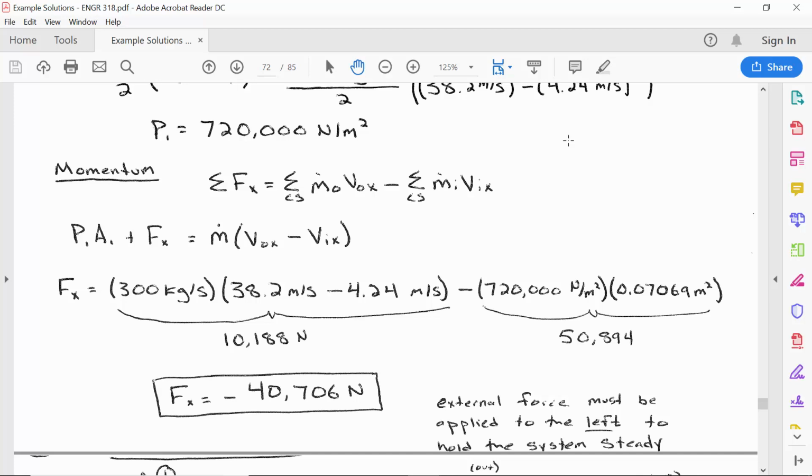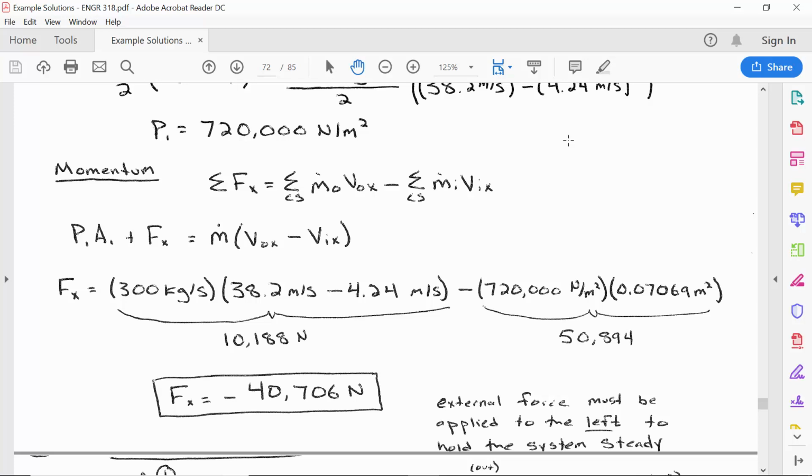So you can see, to solve for f of x, I just moved the P1A1 over to the right side. This is something I always like to do, to find the result of these intermediate quantities, because it helps you see why the force is what you calculated. So 10,000 newtons approximately is due to the change in velocity. So of the force that you're applying to the left, 10,000 newtons of force you'd have to push to the right to account for the change in velocity. But that was greatly overwhelmed by the pressure inside the pipe.